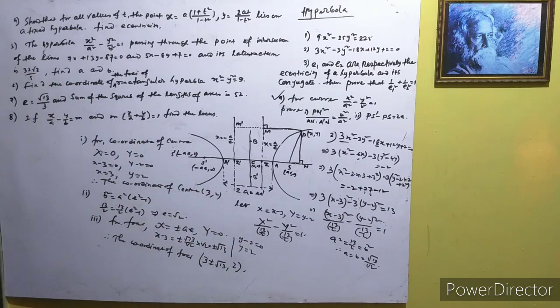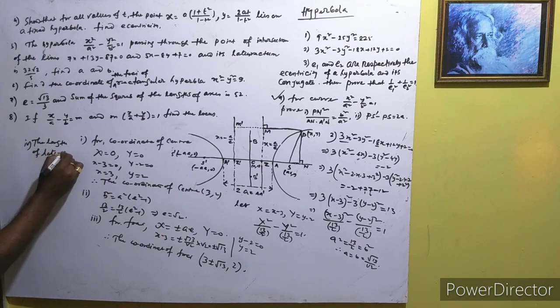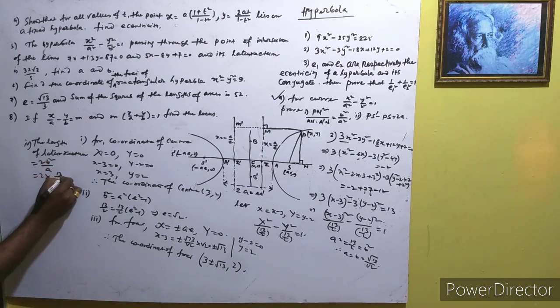Okay, and the length of latus rectum, that is here 4. The length of latus rectum is 2b square by a, 2 into b square means 13 by 2, and a means root 13 by root 2, and simplify this length.